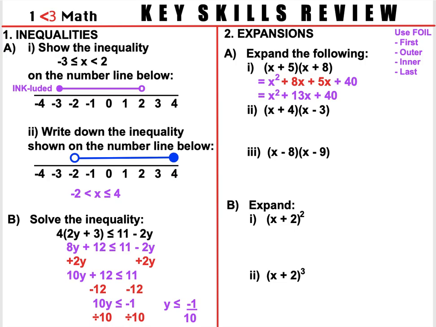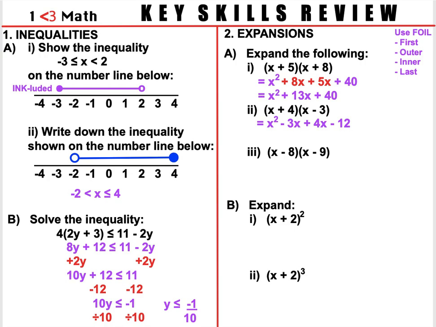So looking at the second one, we've got x plus 4 multiplied by x minus 3. Again, we're going to start off with the x multiplied by the x. That's going to give x squared minus 3x. Then it's the 4 times the x and the 4 times the minus 3. So that's going to give plus 4x minus 12, because positive times a negative is a negative. So plus 4 times minus 3 is minus 12.